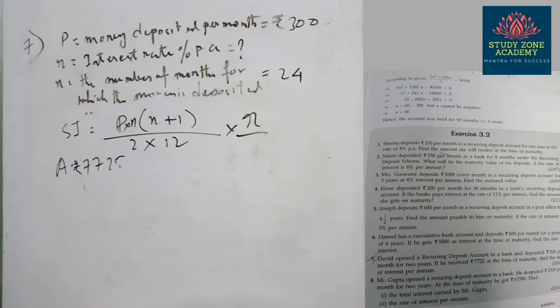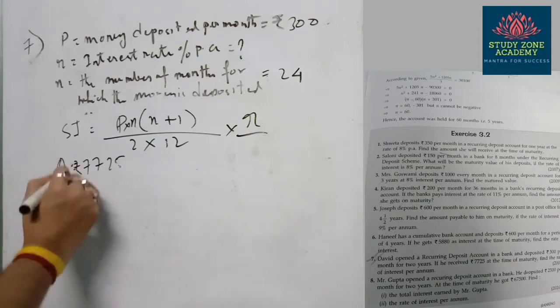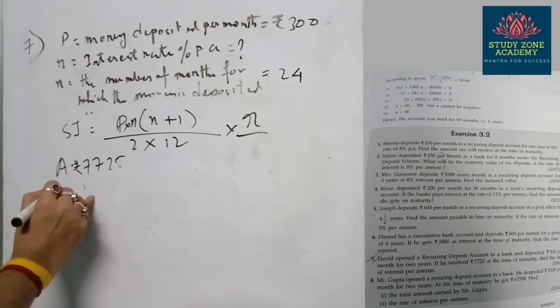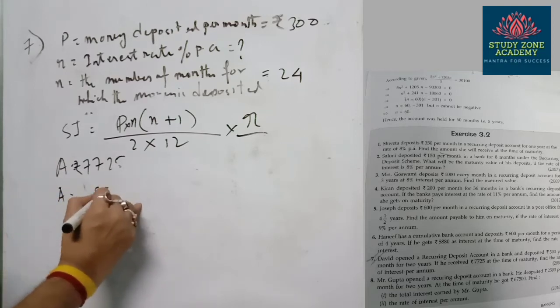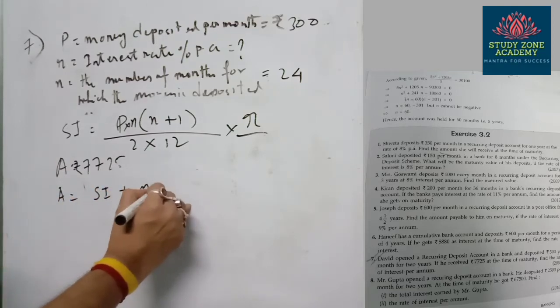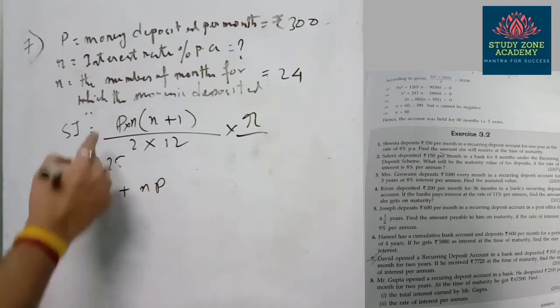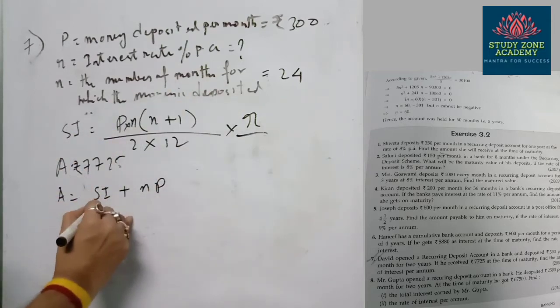Now that's a good sum. First, let us write down the formula for amount. It is going to be SI plus N into P. SI means this formula. Let us put this formula here.